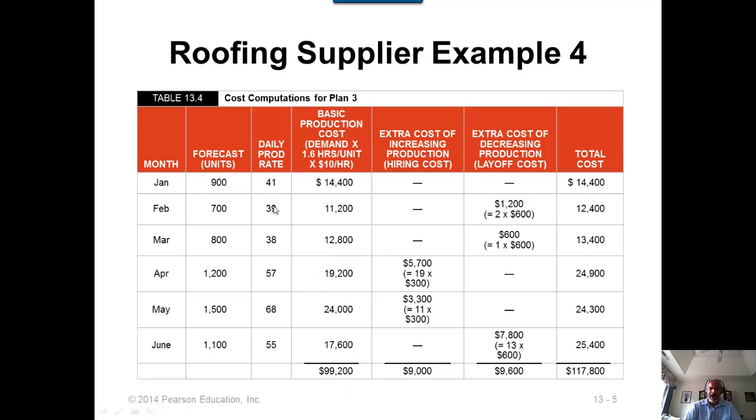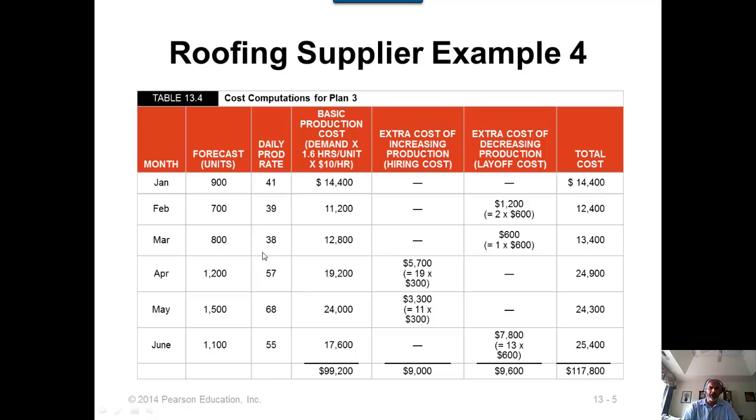Now you're going to do hiring and firing. So first month we'll assume that there is no hiring and firing. Next month, from 41 units a day you have to go down to 39. So there is no hiring or no increase in production, but there is a decrease in production rate of 2. So 2 times $600 per unit is the cost. So that's your cost. So adding this column and that column gives you the cost for the given month. And then March, from 39 you have to go further down to 38, so 1 unit.